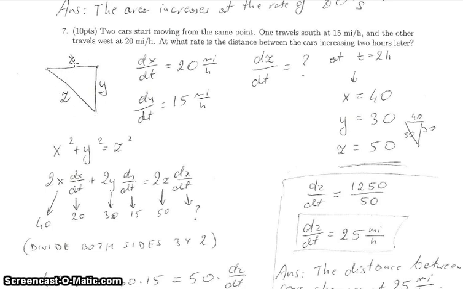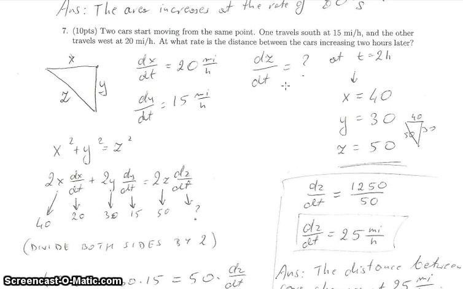and we can see that all of these distances are increasing as the cars are moving away from the starting point. So z is also increasing. Then it says that the car traveling south is moving at 15 miles per hour, which means that the derivative of this distance y with respect to time is equal to 15 miles per hour. And the car that's moving west is moving at 20 miles per hour, which means that the derivative of this distance x with respect to time is equal to 20.